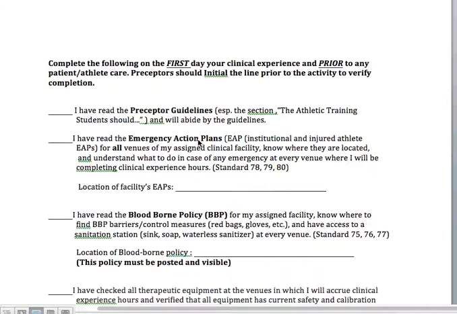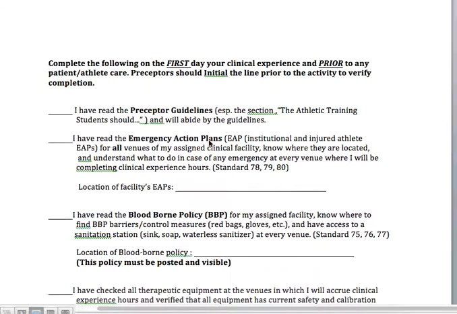There should be one. This tells you what to do in case of a fire or a tornado or a bomb threat. This is for your own safety, and so you should know those. Read through that placard, understand what to do in case of those situations. Again, your preceptor should quiz you on those. The other one is an injured athlete emergency action plan.